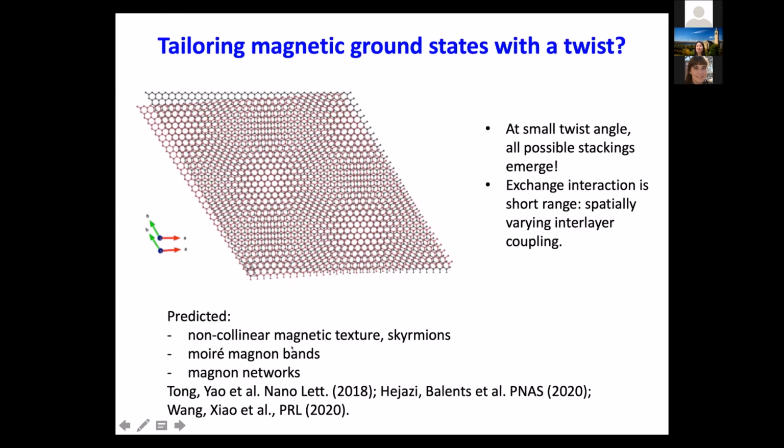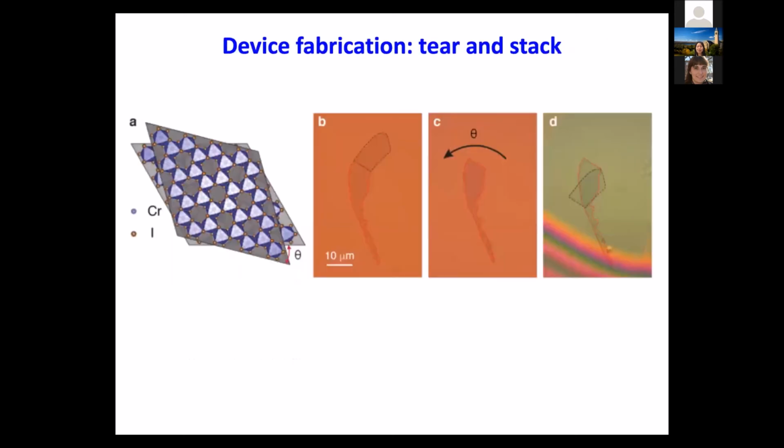Some magnon moire bands and even networks, and they propose perhaps interesting applications based on those. Let's try to see them. So here's our experiment. The idea is straightforward. We first identify a monolayer of chromium iodide, and then you can use the soft stamp to come in, pick up half of it, and break it into two.